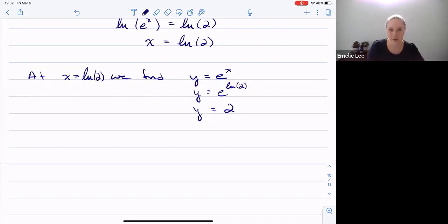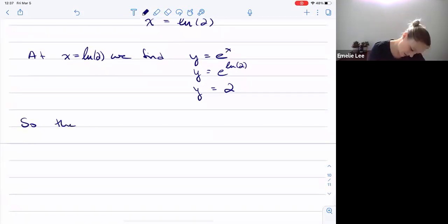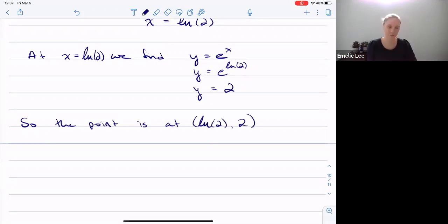And you can reword the question as an answer, but I'm just going to do it quickly here. So the point is at the log of 2 and 2.